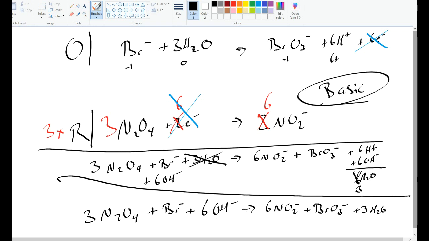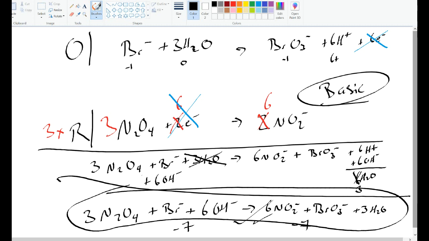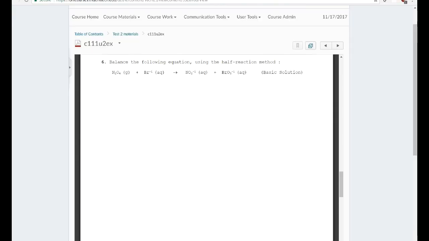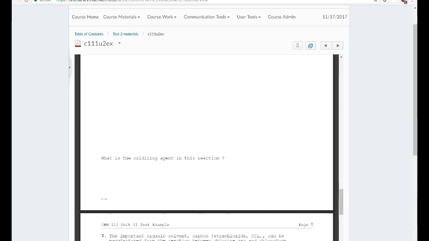As for charge, we have 0, -1, -6, makes -7 on the left. And then we have -7 over here on the right. So everything checks out. This is your answer for number 5. Or number 6. Whatever. Oh, what is the oxidizing agent in this reaction? The oxidizing agent is the one that is reduced. The one that's reduced was dinitrogen tetroxide.